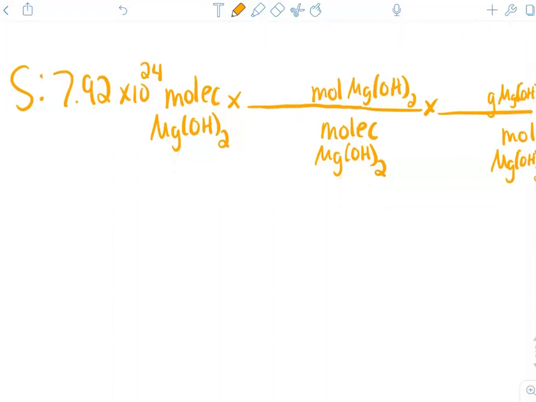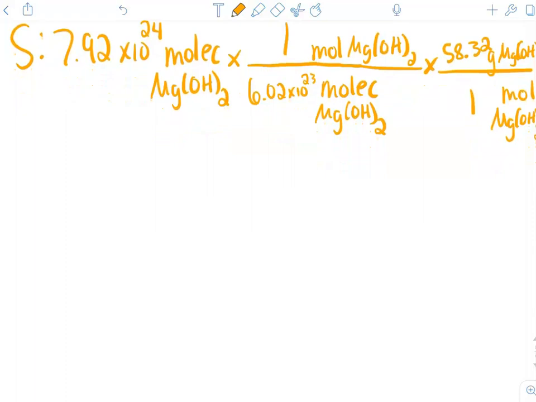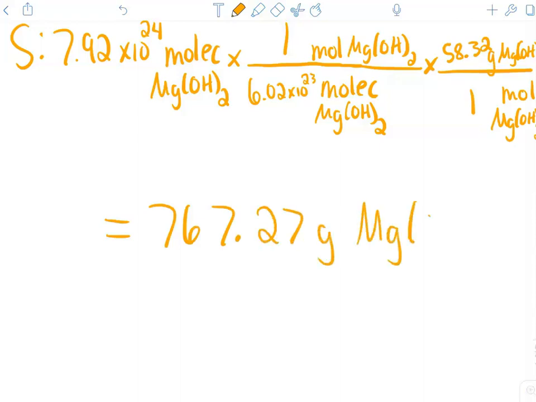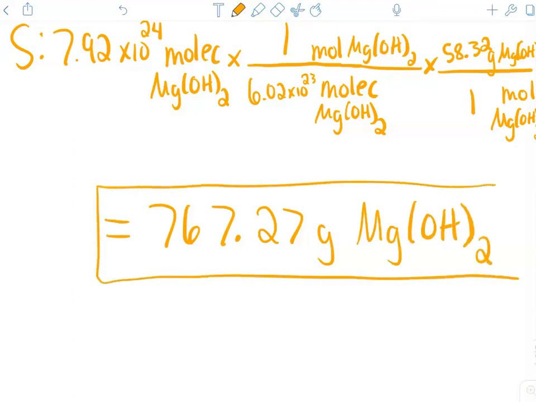And then we plug in. So again, 1 will always go with the mole for what we're doing right now. 6.02 times 10 raised to the 23rd goes with the molecules. And then the number we found whenever we did the molar mass goes with the gram. And if you type this into your calculator, again, use parentheses and round to 2 decimal places, you should get 767.27 grams of magnesium hydroxide. Okay. And that is it for our multiple step conversions.